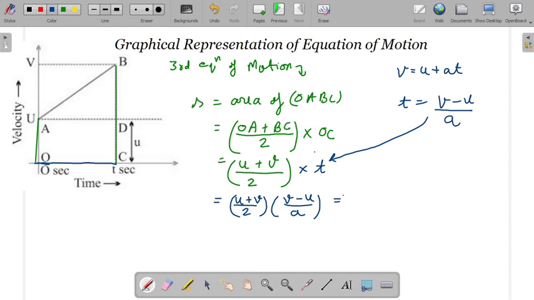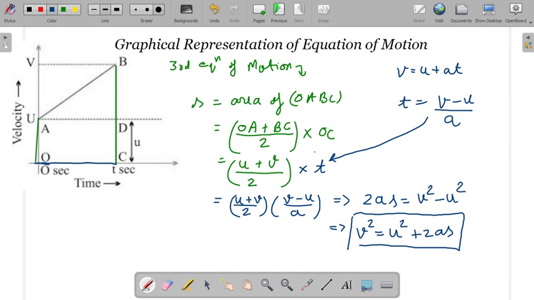So 2A, and it will go into multiplication with S. And now here it will become the formula of A plus B and A minus B, which is V square minus U square. So finally we get the equation V square equals U square plus 2AS. So this is the graphical derivation for three equations of motion.